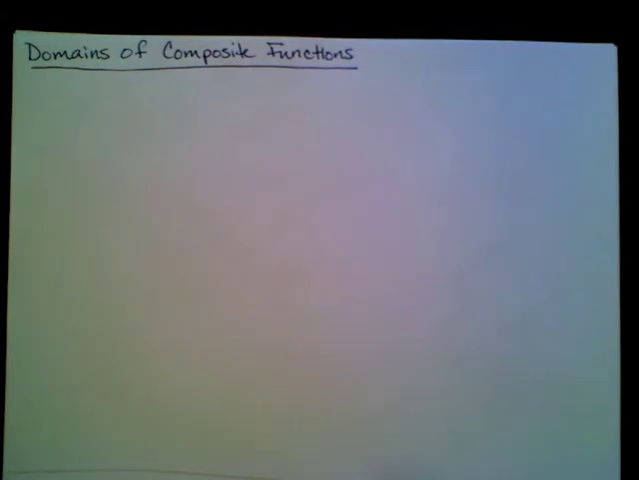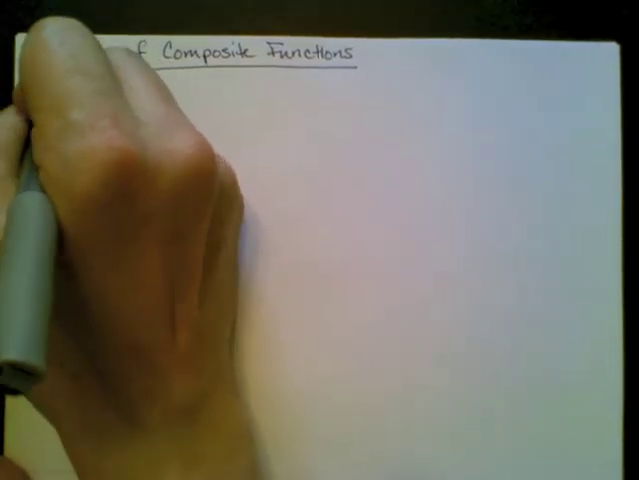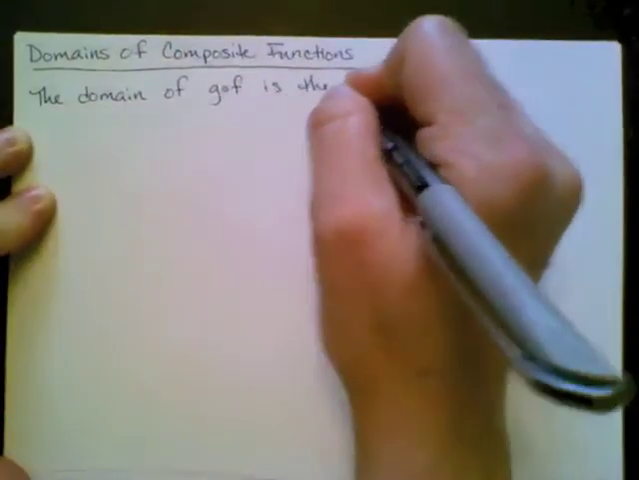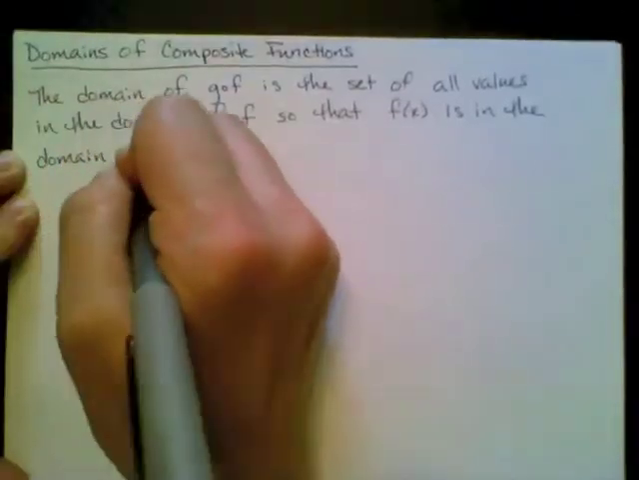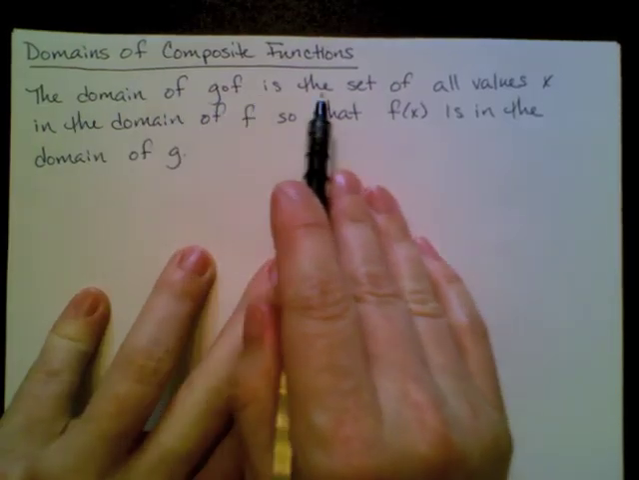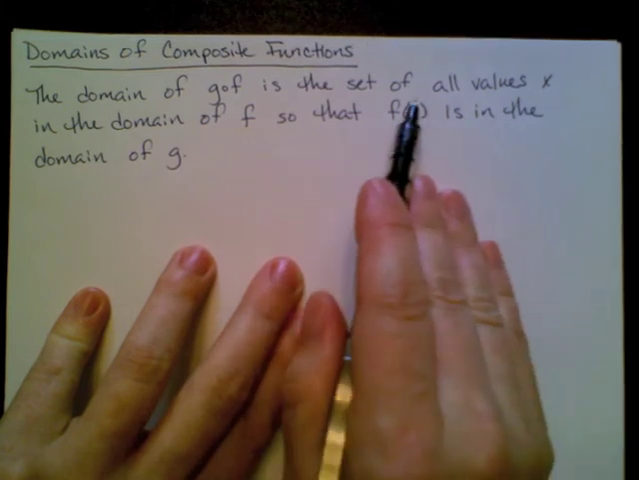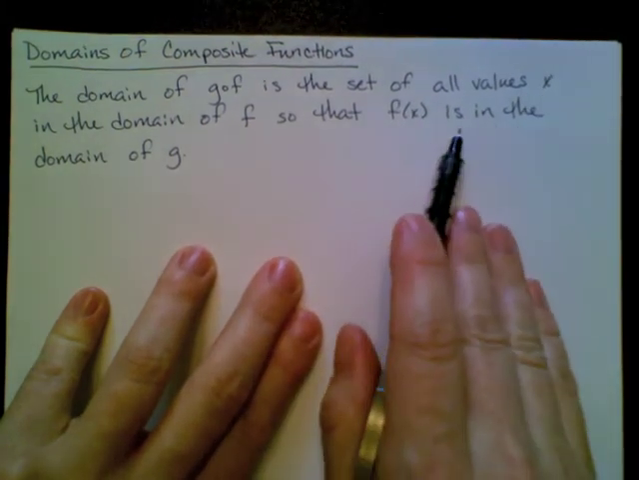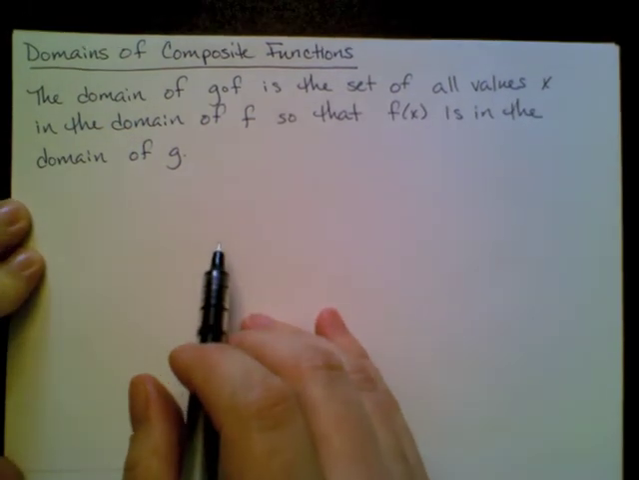Okay, now we're going to talk about the domains of composite functions. So the domain of g composed with f is the set of all values x in the domain of f, so that f of x, referring to that x right there, is in the domain of g. So let's have an example.